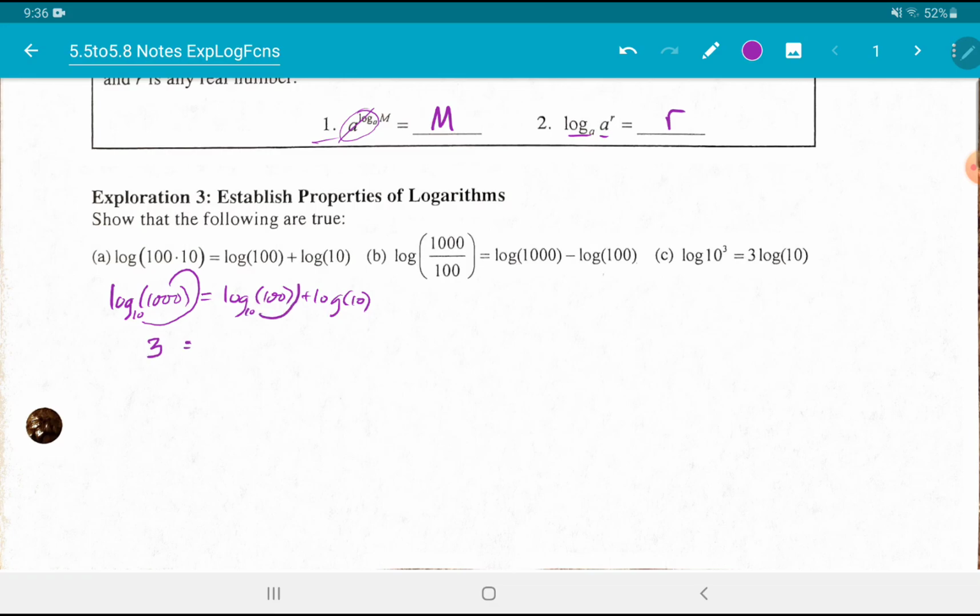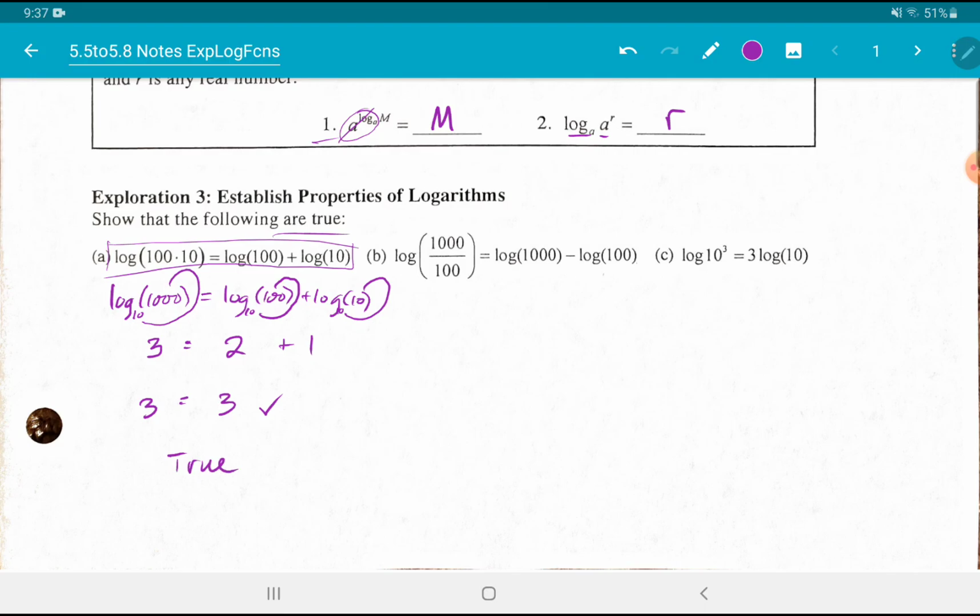10 to what number is equal to 100? That value would be 2. And 10 to what number would give us 10? That value would be 1. What we're seeing is that 3 is equal to 3. We are showing that this particular property is true.